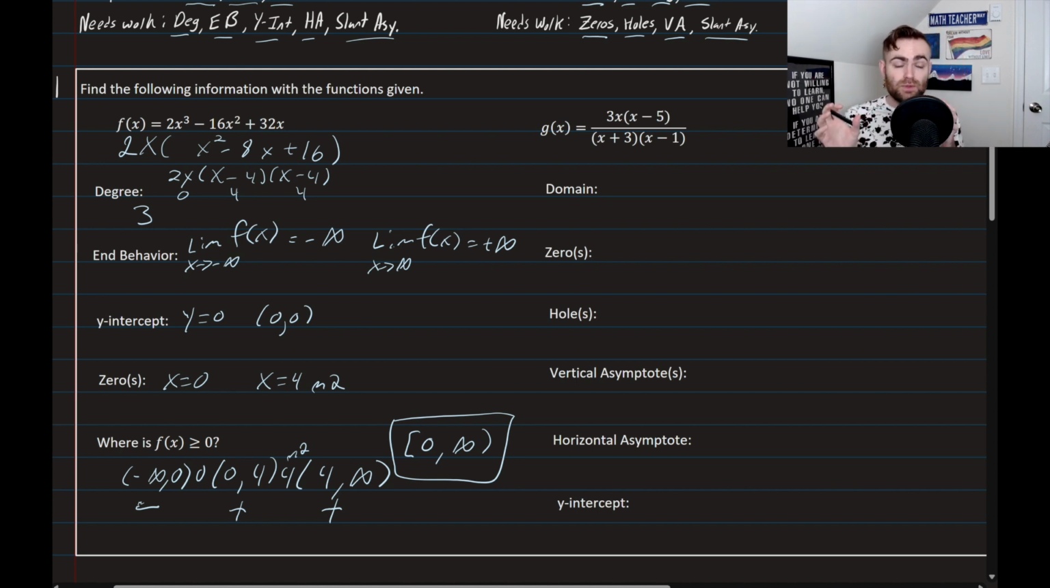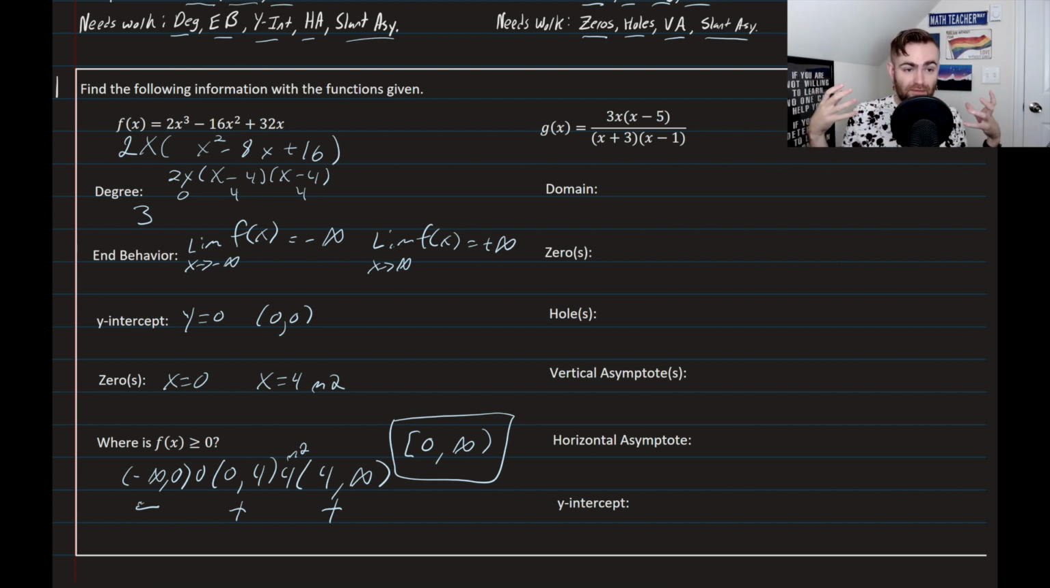Even though we're dealing with multiple chunks, we can combine them because everything in our combination is included. So we don't have to say from 0 to 4 inclusive and then 4 to infinity not inclusive. We can just combine all that into 1.